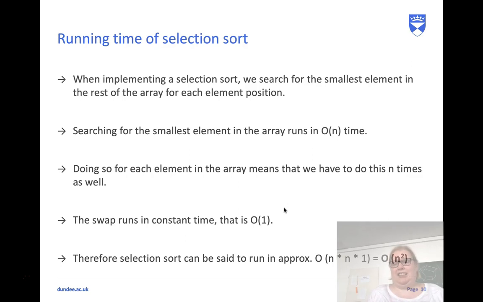The swap, we actually swap the data in constant time, so that's big O of 1. Therefore, selection sort's complexity is n times n, which is n squared, where n is the amount of data you're trying to sort.